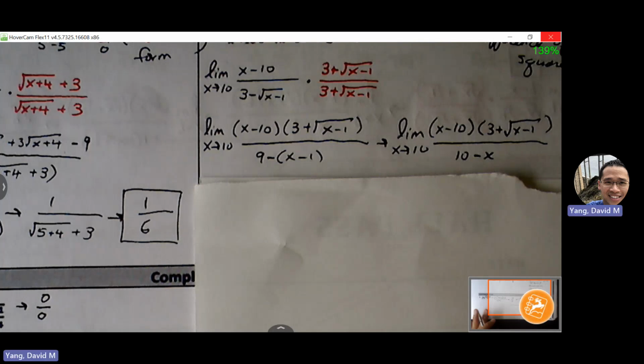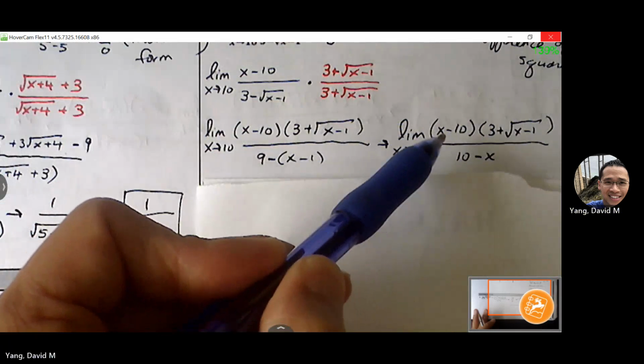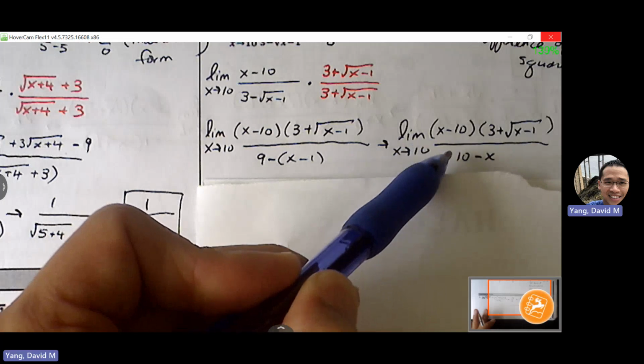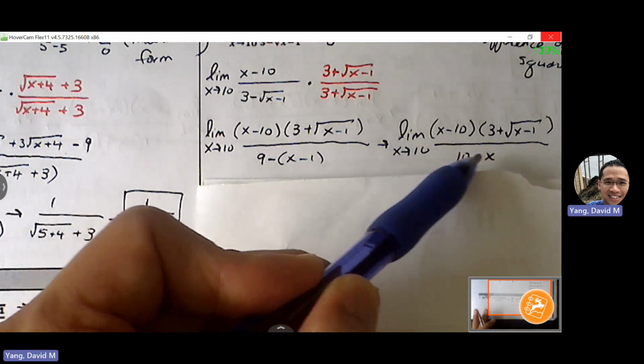So if I FOIL out that denominator, I get 9 minus parentheses x minus 1. Got to distribute that negative through, right? So 9 minus x plus 1 gives me 10 minus x. Now, is this a perfect match? Close, but not quite. But I can make them the same if I do what?